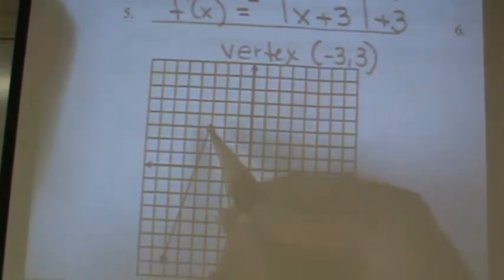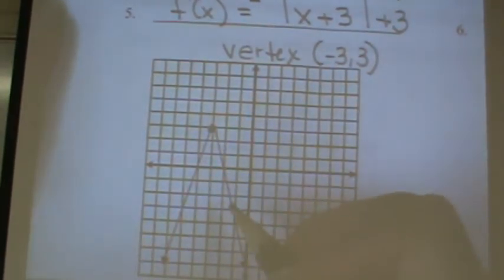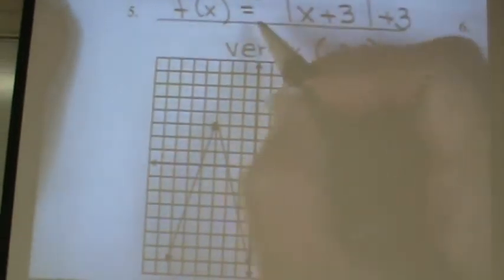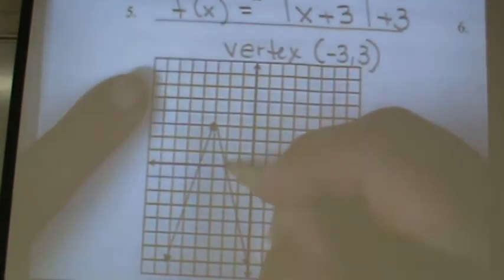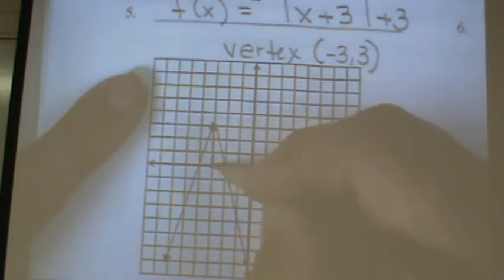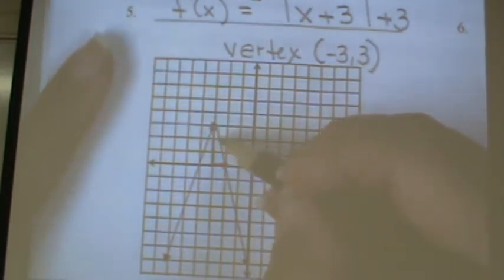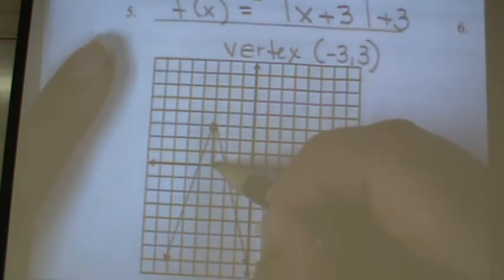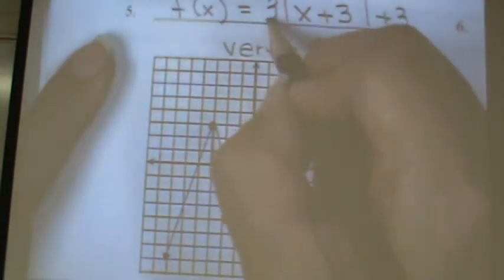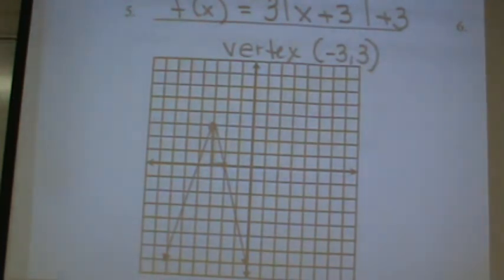And now I need that vertical stretch or compression. How do I find out what number goes in front? I wanna look at the rate of change here. What is this? I see 3 to 1. I see 3 to 1. It's on 3. Good? Okay, cool.